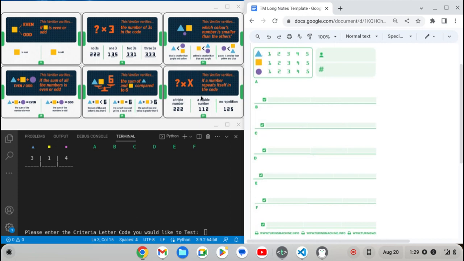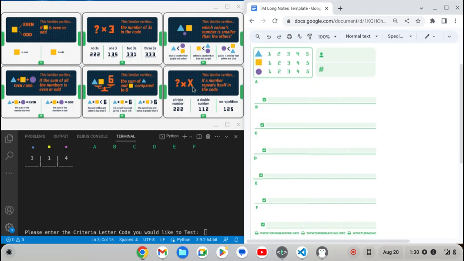And finally, criteria card F will take a look at the 3-digit solution, but this time will give us some details on its structure, so to speak. Specifically, it can tell us whether there are no repetitions among the 3 digits, as in the example 125. It could let us know that it's a double number where there's a single digit repeated once, as in the example 112, or it can even tell us that it's a triple number where it's a single digit repeated 3 times, as in the example 222.